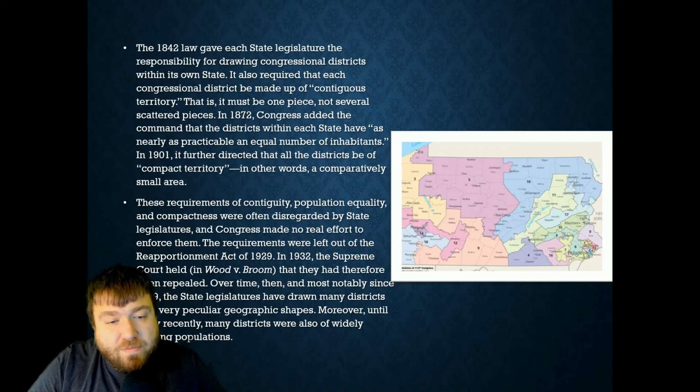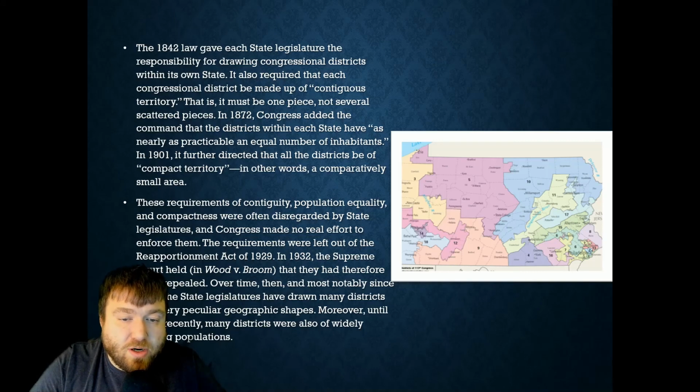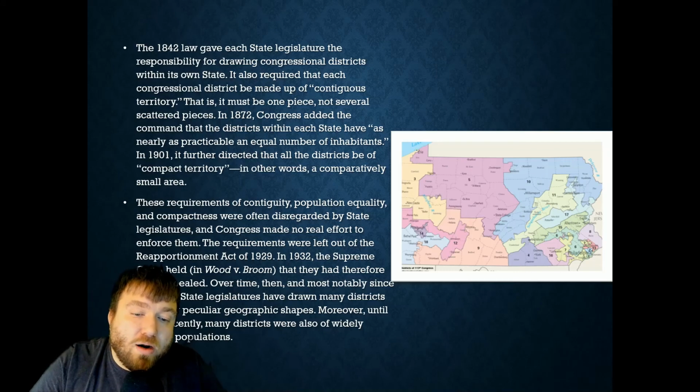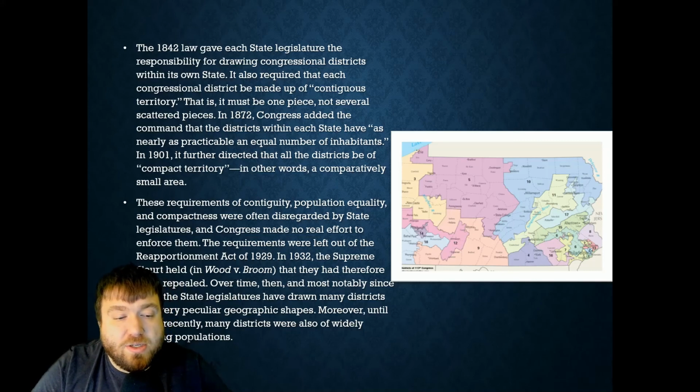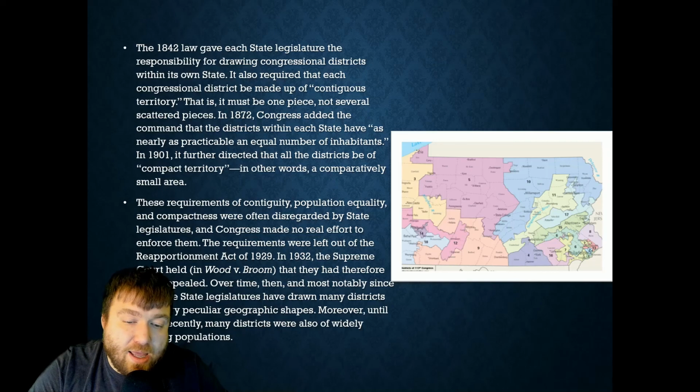These requirements of contiguity, population equality, and compactness were often disregarded by state legislatures, and Congress made no real effort to enforce them. The requirements were left out of the Reapportionment Act of 1929. In 1932, the Supreme Court held in Wood v. Broom that they had therefore been repealed. Over time then, and most notably since 1929, the state legislatures have drawn many districts with very peculiar geographic shapes. Moreover, until fairly recently, many districts were also of widely varying populations.